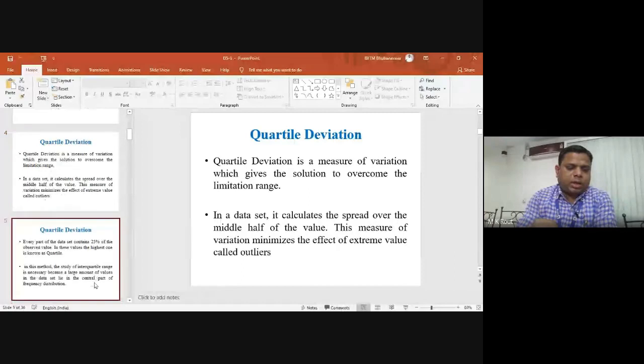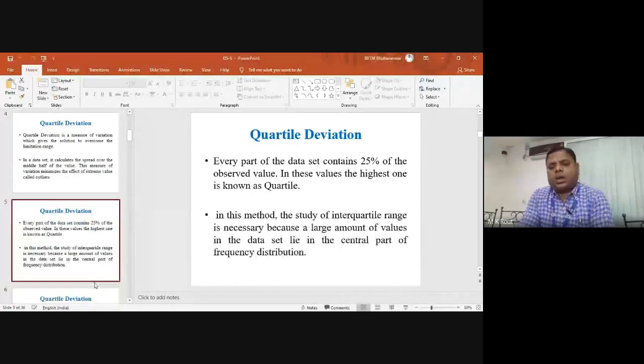Every part of the data set contains 25% of the observed values, and the highest value in each part is known as a quartile. I repeat, every part of the data set contains 25% of the observed values, and the highest value in each part is known as a quartile.